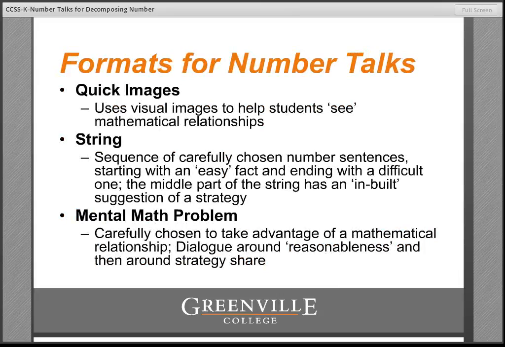Number talks often have one of these structures. Often they're a sequence of quick images using visual representation such as 10 frames, dot arrangements, or math rack arrangements. This is actually most typical for kindergarten. They may begin with familiar images and then gradually change so that the child begins to see how they can mentally transform a visual arrangement to make it easier to figure out a total quantity. Okay, we'll look at an example of that in just a minute.